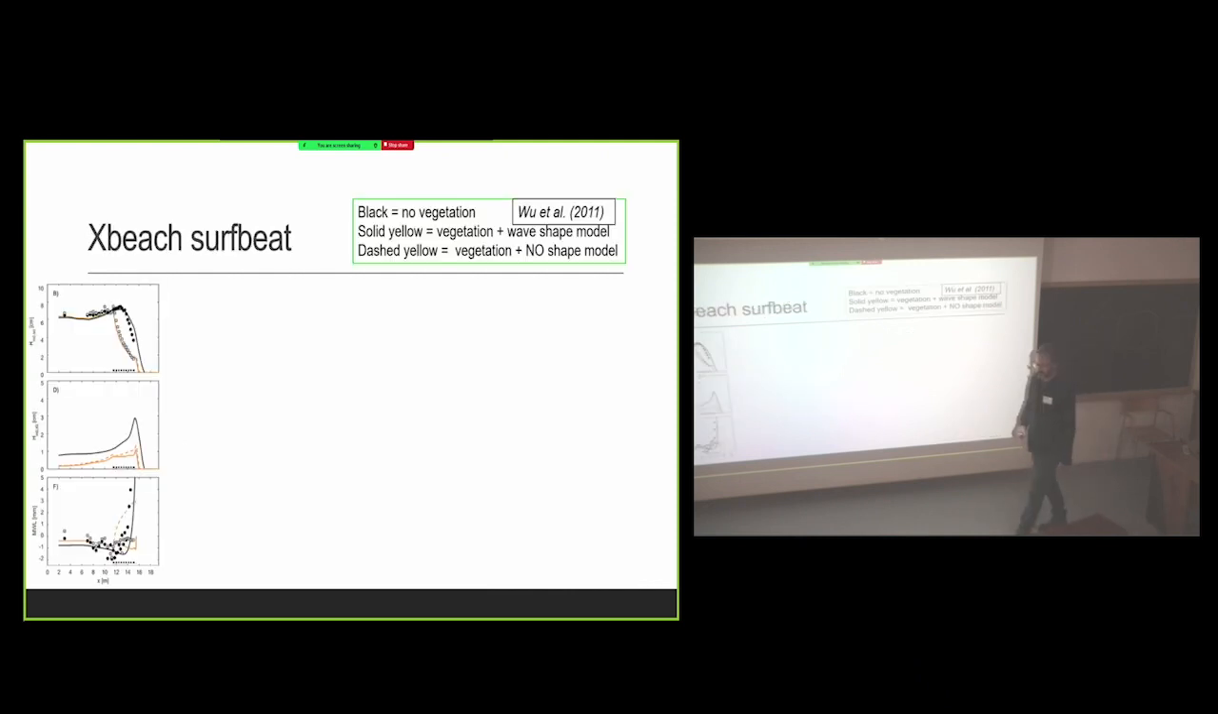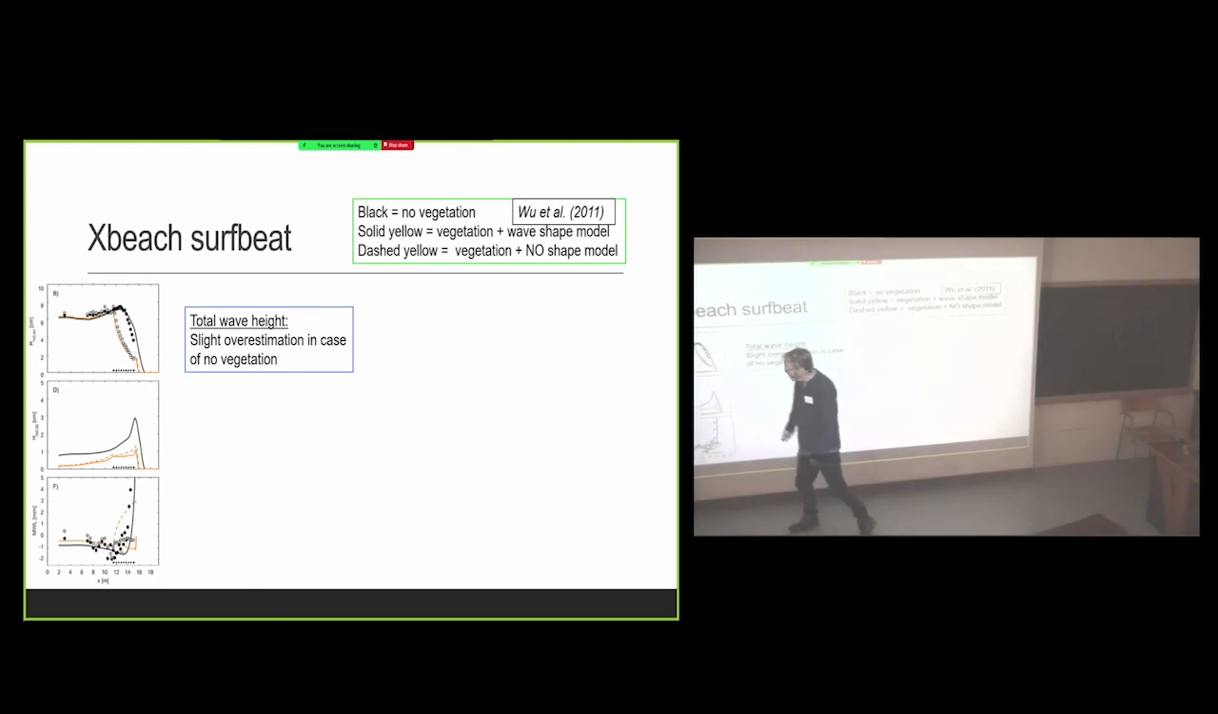And then we can start comparing. This is a comparison between model output and observations. The black lines are without vegetation. The solid yellow lines are vegetation and this nonlinear wave shape. And the dashed yellow lines are vegetation and no wave shape model. Let me start with the vegetation. The difference between the black line and the yellow line is the difference with and without vegetation, just for the wave energy dissipation and therefore the wave height. I would say that compares well.